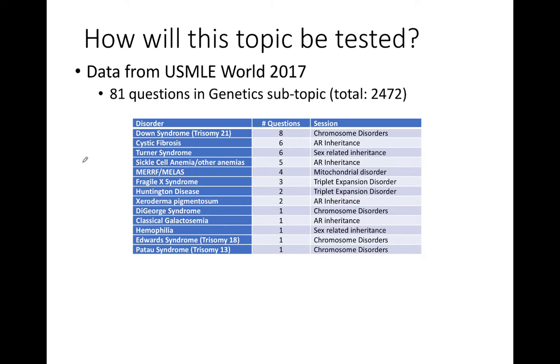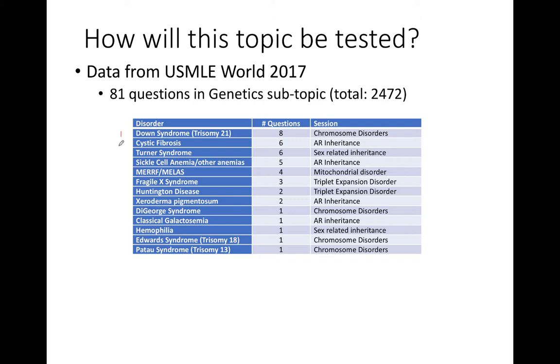I've looked through the questions and tried to come up with a hierarchy and order of the most commonly tested disorders, and here they are. You can see number one was Down syndrome. There are eight questions. Now, of course, each question will be asking a slightly different concept related to Down syndrome. It might be a mechanism, clinical findings, clinical presentations, or inheritance, risk assessment, etc.